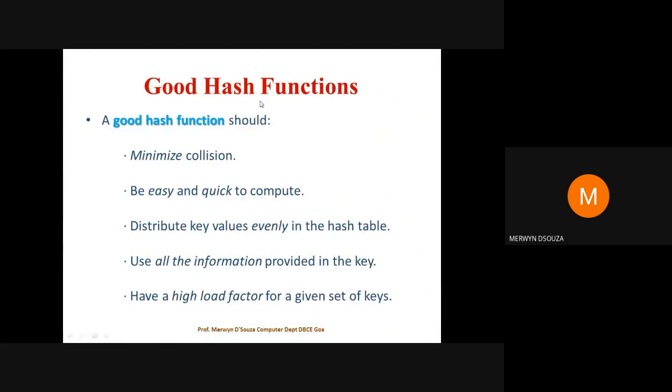So these are the characteristics of a good hash function. First one, it should minimize the collisions. Like I told you, what is collision? Collision means you're trying to store 2 or more data values in the same array position or the same hash index. Second characteristic, it should be easy and quick to compute.